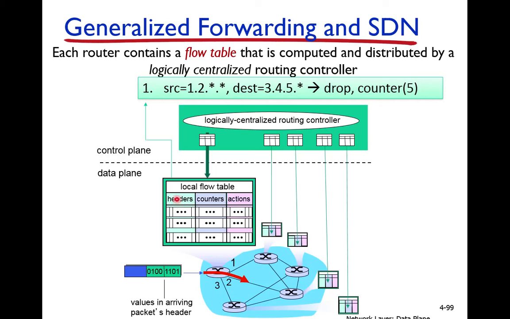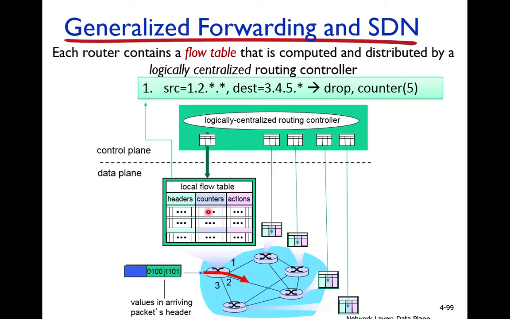So each flow table has three types of entry: header, action, counter. Header means the pattern. For example, the packet arrives with the source address 12 and with the destination 345. Action means what should we do if this header is matched. If this header is matched for an incoming packet, then what should be the action performed? The action could be drop, forward, modify, etc.